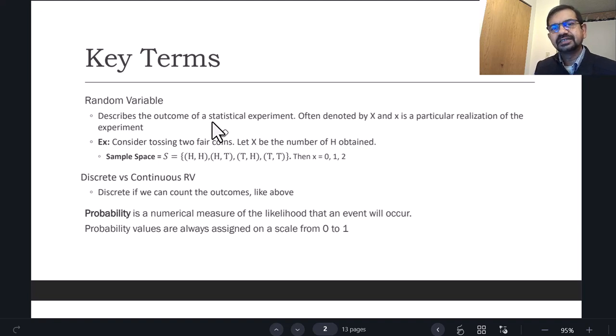A key concept is the idea of discrete versus continuous random variable. A discrete random variable is one where we can count the outcomes of the experiment. For example, in our case, we are tossing or flipping two fair coins, and our experiment is the number of heads we get. We'll get either 0, 1, or 2 heads.